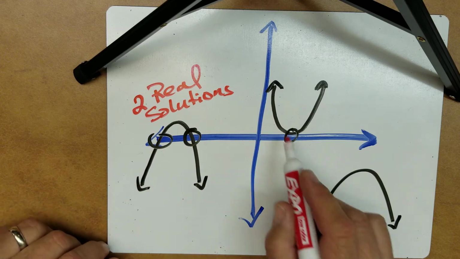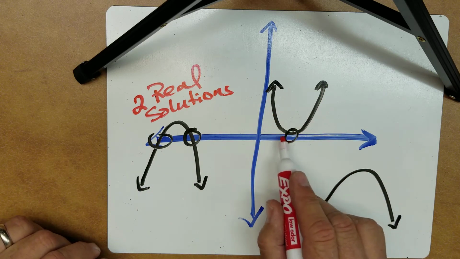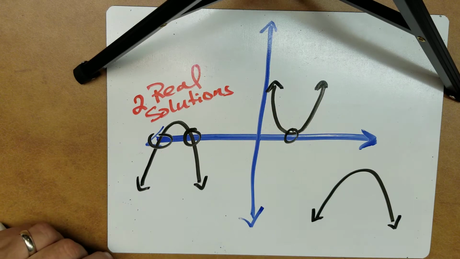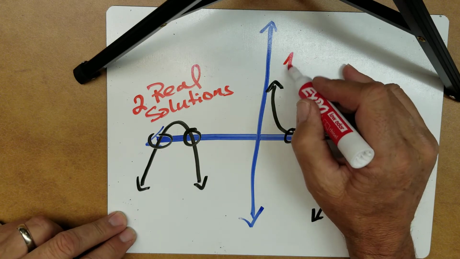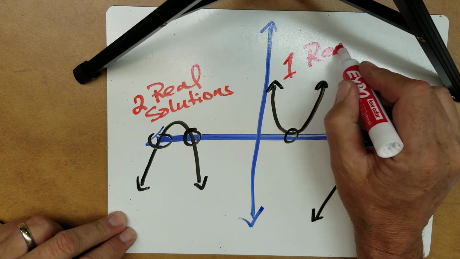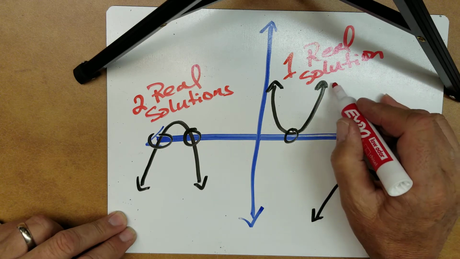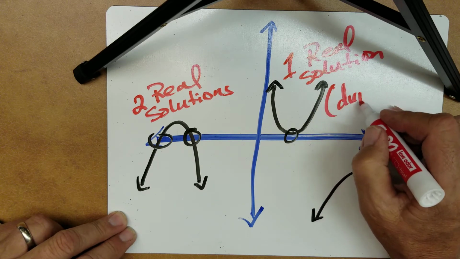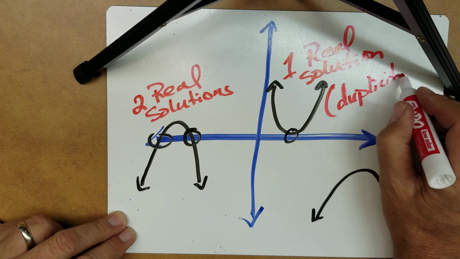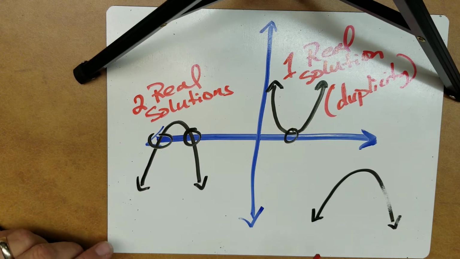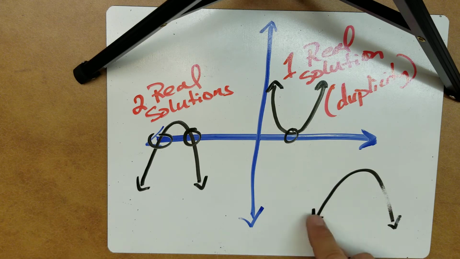But sometimes a parabola can just barely touch the x-axis in exactly 1 point. This would be 1 real solution. Since we're supposed to always have 2, we call this a duplicity, meaning we count that 1 solution twice.